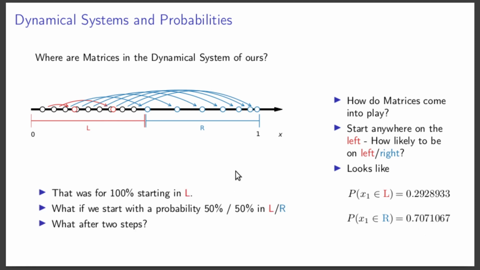Now this is already very helpful, but can we generalize this? So that was for starting with 100% probability anywhere on the left-hand side. What happens if we start with a probability of 50% here and 50% on the right? What if the distribution is more complicated than that? What happens after 2 steps? These are all things which matrices will allow us to answer.